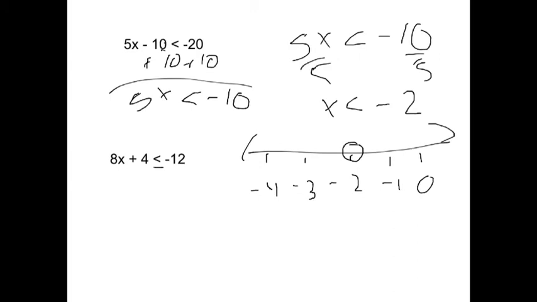And now in this case, I'm shading left. And the reason I'm shading left is because I want all numbers, I want to shade all numbers that are less than negative 2.